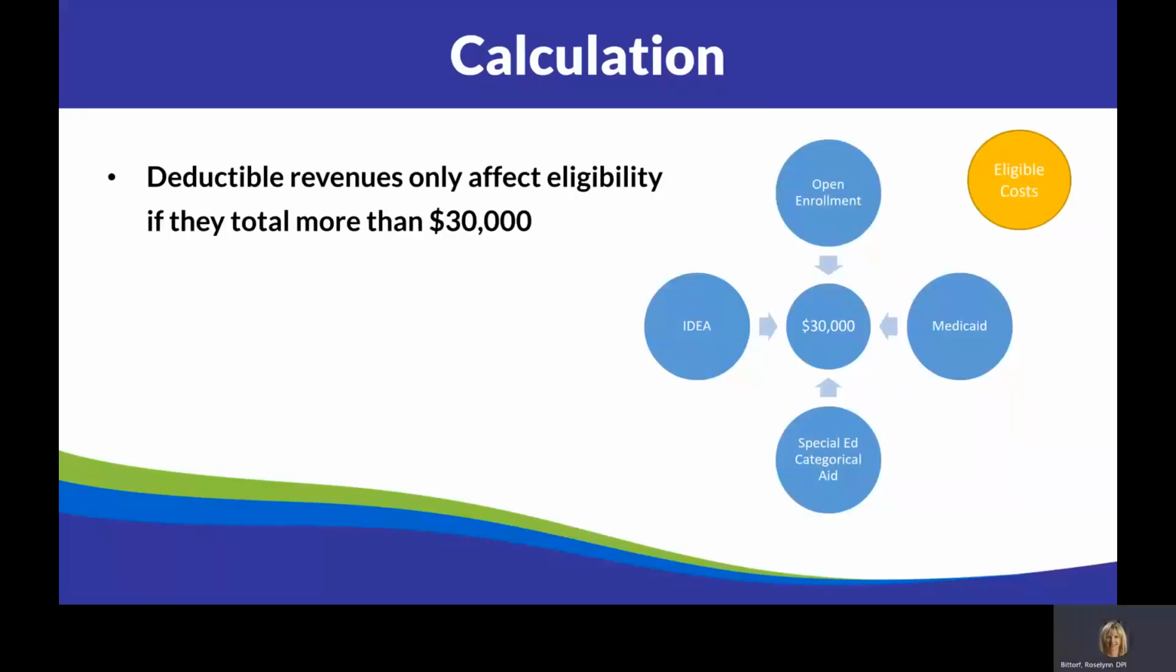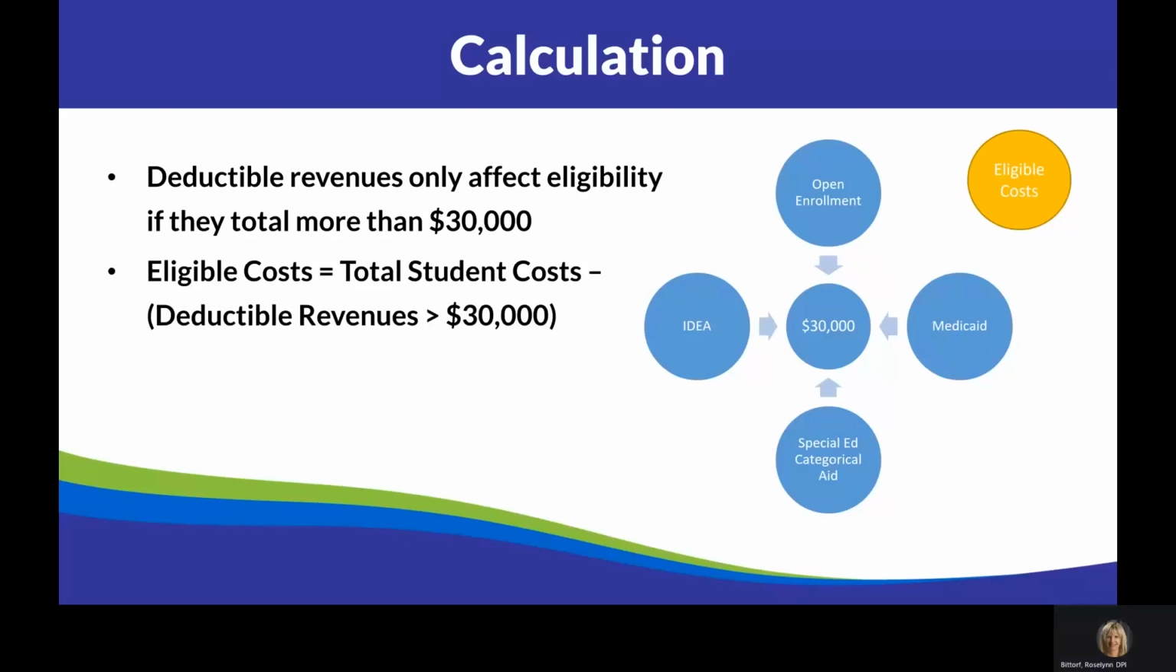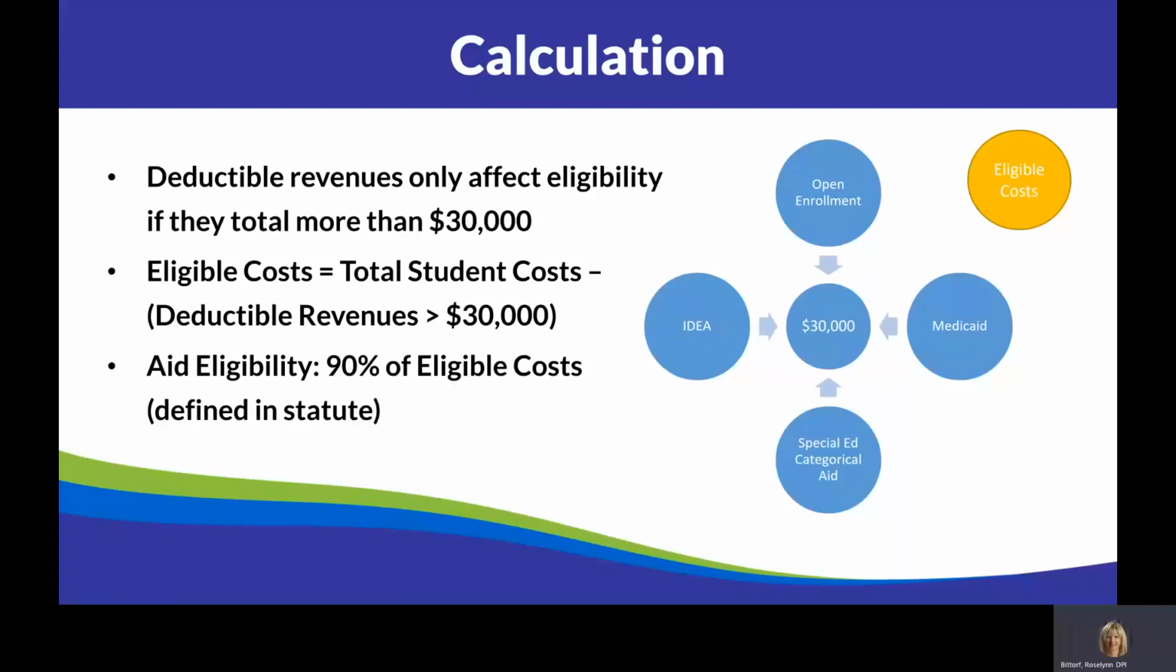So, as previously stated, for a student to be eligible, the applicant must have spent more than $30,000 of non-administrative costs for providing special education and related services to a child. But your revenues count towards meeting that 30,000. If your revenues are less than 30,000, the difference is made up by pulling it out of your eligible cost. If the revenues are more than 30,000, the total amount of revenues must be deducted out, and the aid eligibility is based on 90% of the eligible cost.